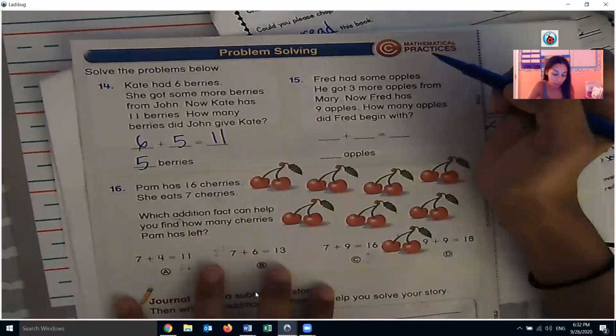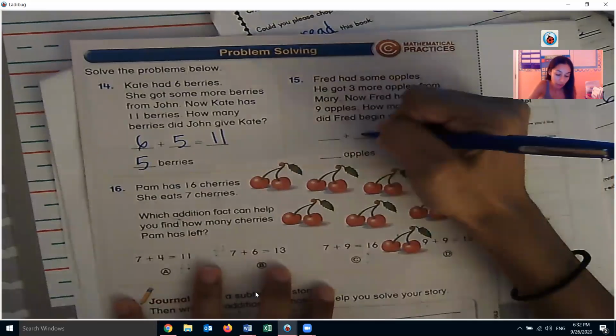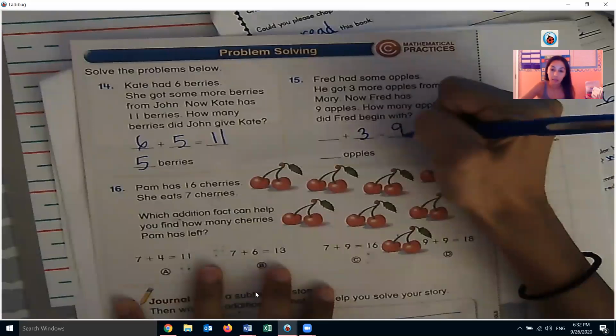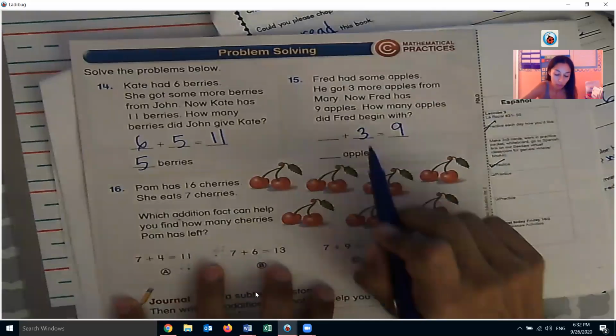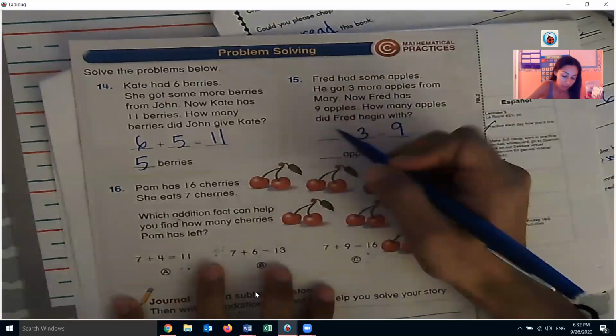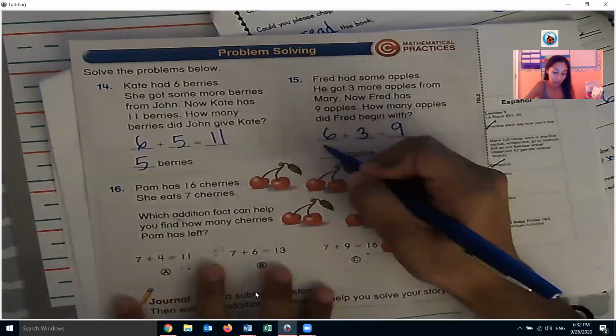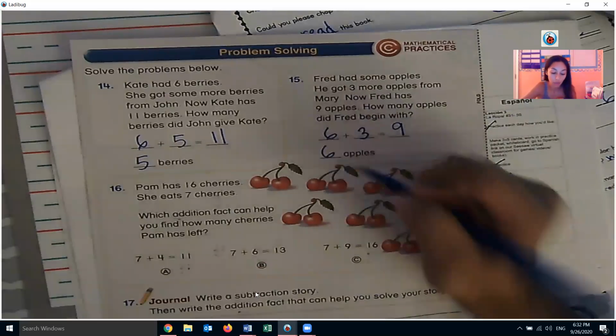Fred had some apples. He got 3 more. Now he has 9. So finding that missing number, 3 plus what is 9? 3 plus 6 gives me 9. 6 apples are what he had first.